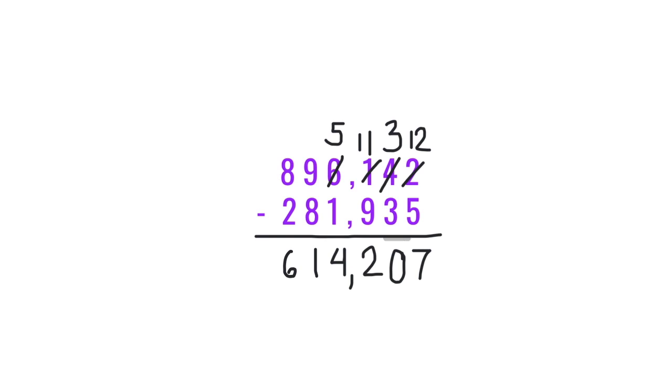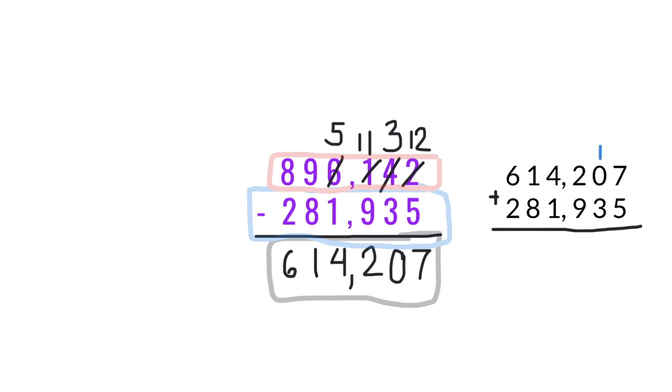Now we can check our subtraction with addition. We're going to take our final answer, our difference, and add that to 281,935, and we're going to hope to get the number that we started with, because we can use addition to check our subtraction because they are inverse operations.